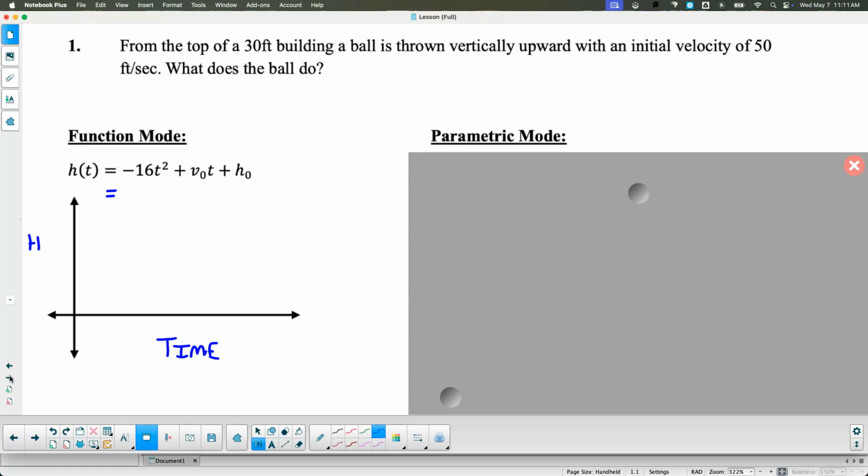What are they all going to start with? Negative 16t squared plus what? 50t, right? Because my initial velocity was 50, plus what? Plus 30, because my initial height was 30. So if I were to graph that, we would have an initial height here, or a y-intercept of (0, 30), right?